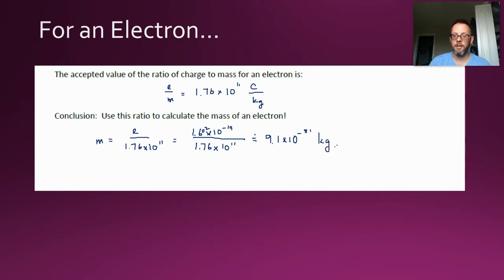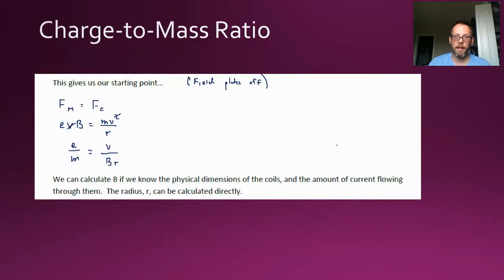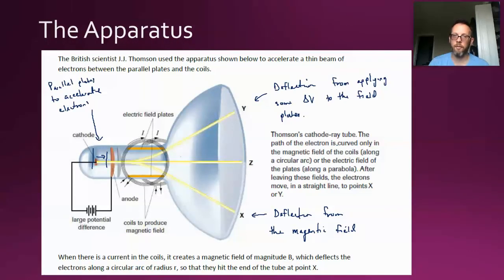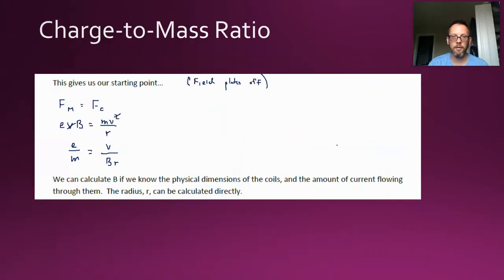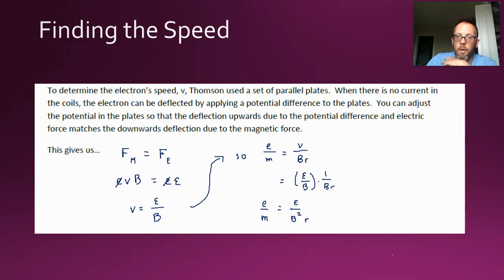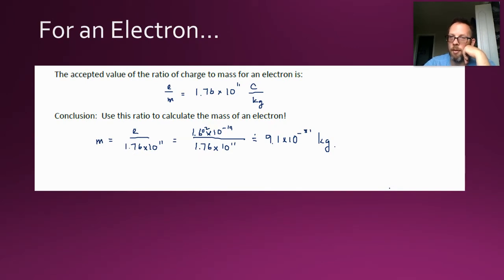So I think that's extremely neat. By setting up this clever apparatus where you can vary the voltage, you can vary the electric field, Thomson could calculate this value over and over and over again for different values for epsilon, for B, etc. But it always came out to 1.76 times 10 to the 11, allowing him to find the mass of an electron. So that's pretty neat.